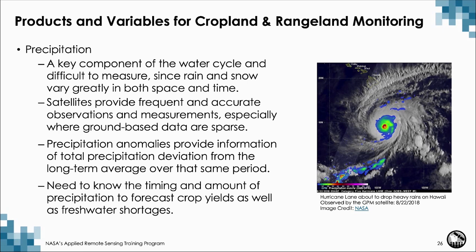Satellite-derived precipitation estimates, such as from GPM IMERG or CHIRPS, allow one to calculate precipitation anomalies, which provide information on the deviation of precipitation from the long-term average over that same period. Precipitation anomalies help us to detect dry and wet areas compared to the long-term average. The timing and amount of precipitation is necessary to forecast crop yields as well as freshwater shortages.